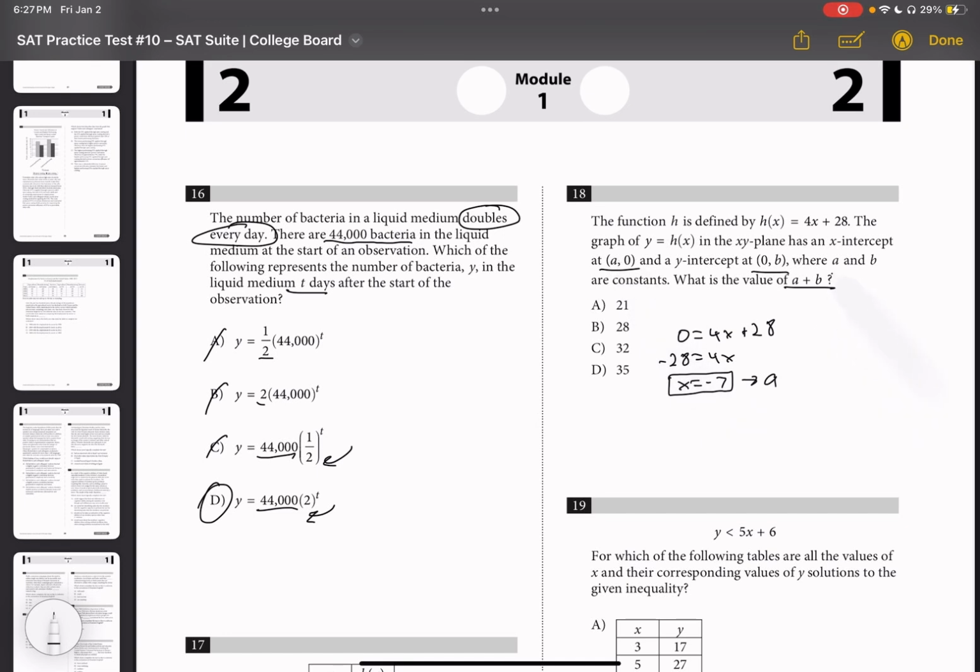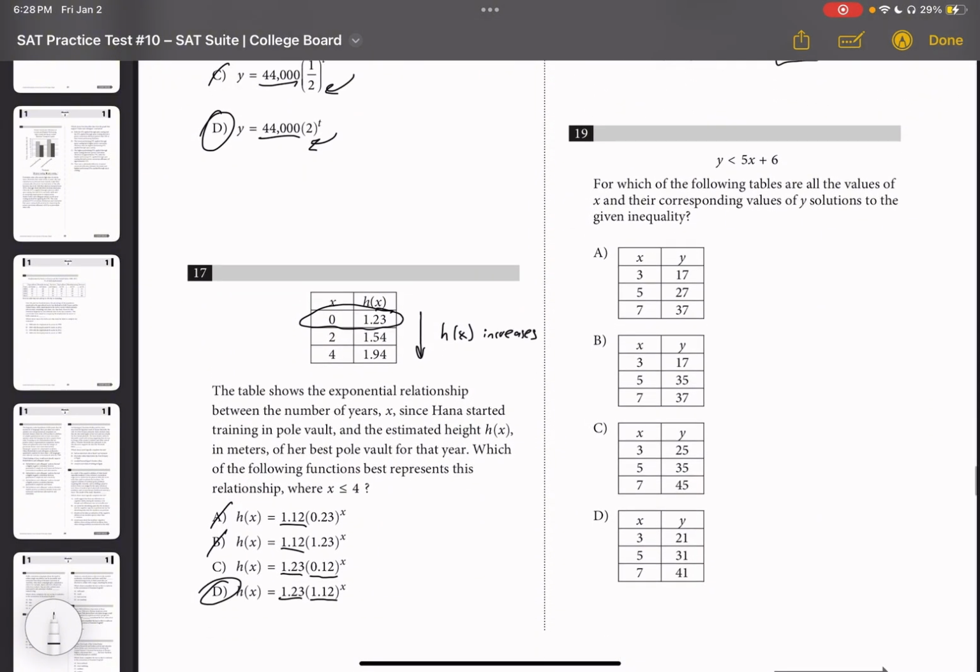Now, to find our y-intercept, we're going to do h of 0, and whatever that is equal to is going to be our y value for the y-intercept. So 4 times 0 plus 28 gives us 28 for our y-intercept, which is equal to b. Now, when we add negative 7 plus 28, which represents a plus b, we get a value of 21, and that should be our answer.